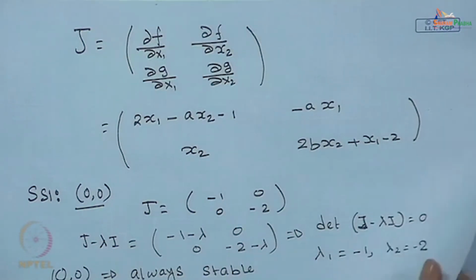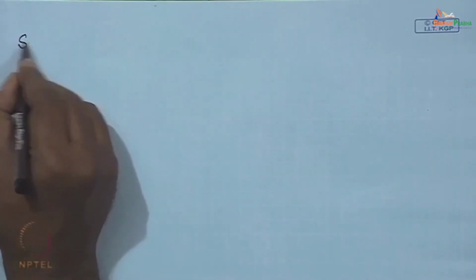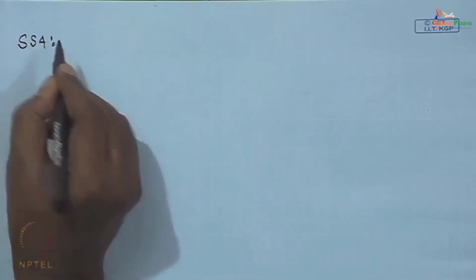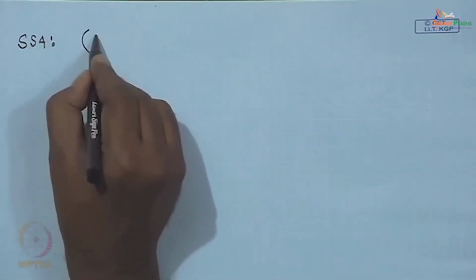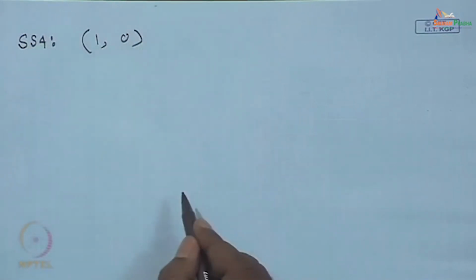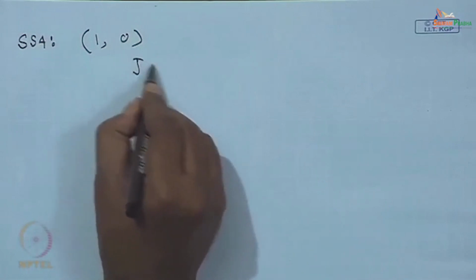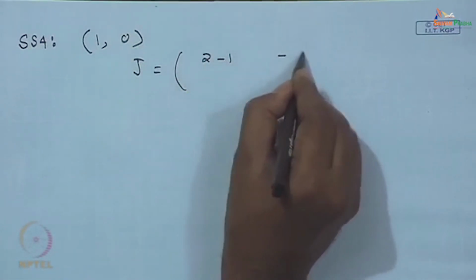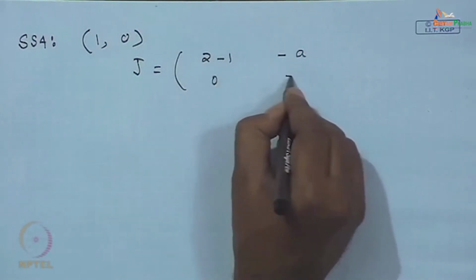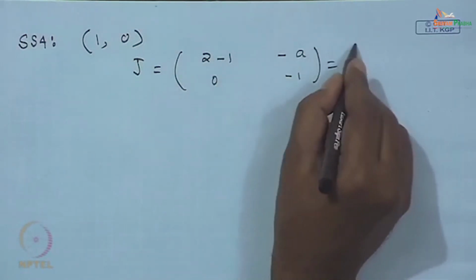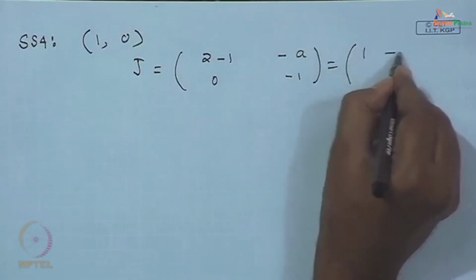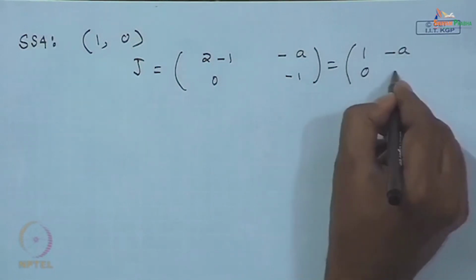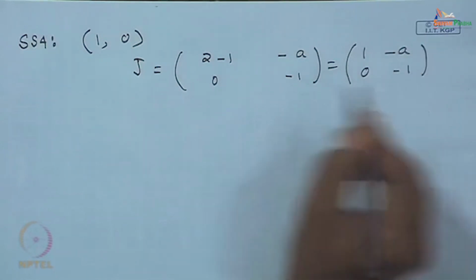Next, we check the second steady state. So, we take up steady state number 2, because it has only value 1 and 0, that is the steady state value. So, evaluate the Jacobian matrix. The Jacobian matrix becomes 2 minus 1 minus a, 0 and minus 1. So, this becomes 1 minus a, 0 and minus 1.